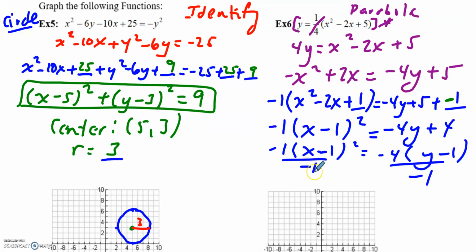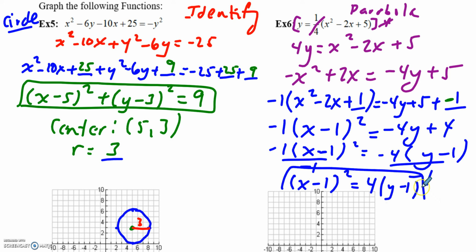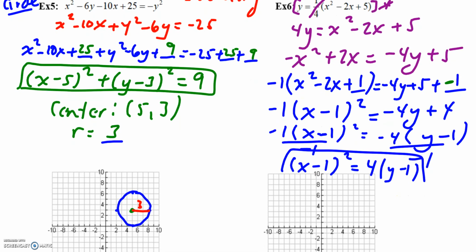And remember, the numbers in front are only affected. So my equation is y minus 1 quantity squared equals +4 y minus 1. And again, remember, it is not the parentheses that change sign. So please, please don't make that mistake.